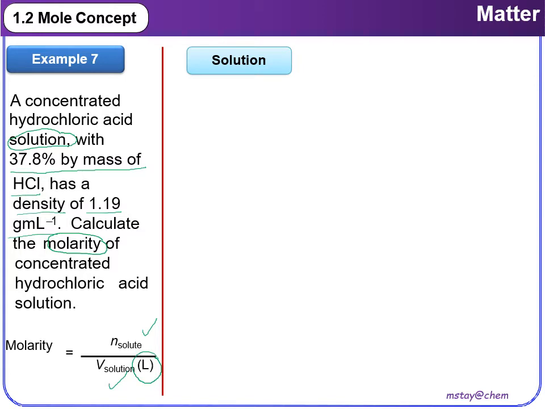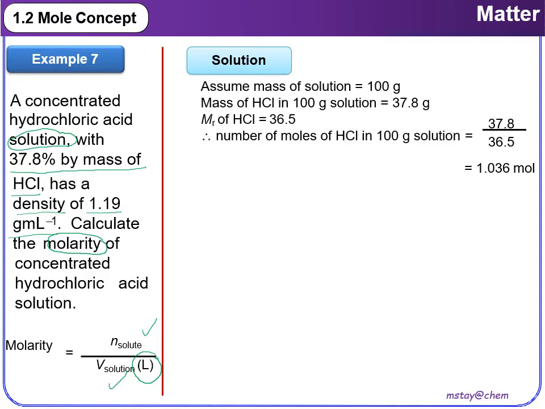When we look at this question, we are not able to identify the number of moles of solute. So in this case, we need to make an assumption. We assume there is 100 gram of solution because the percentage by mass given is 37.8%.